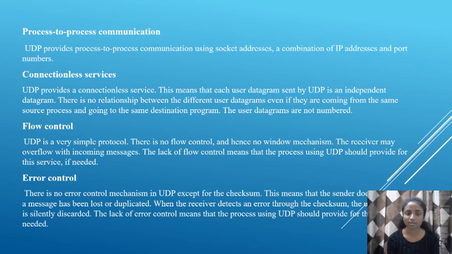The next is error control. There is no error control mechanism in UDP except for the checksum. This means that the sender does not know if a message has been lost or duplicated. When the receiver detects an error through the checksum, it will discard the message silently. The lack of error control means that the process using UDP should provide for this if the data needs to be transmitted reliably.